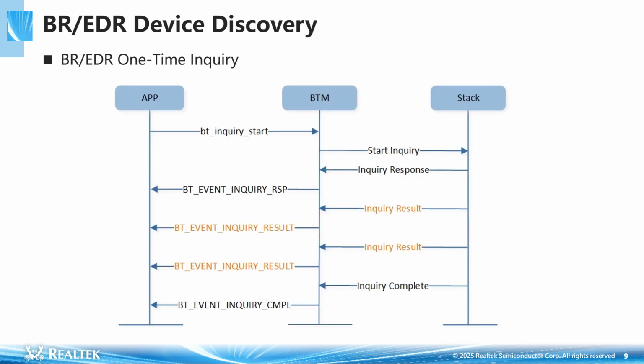The purpose of the BR/EDR inquiry procedure is to find discoverable BR/EDR devices nearby. The user can call the BT inquiry start API to start a one-time inquiry procedure. After the one-time inquiry starts successfully, the application will receive a BT event inquiry result event when a nearby device is found. The application will receive the BT event inquiry CMPL event after the one-time inquiry command finishes.